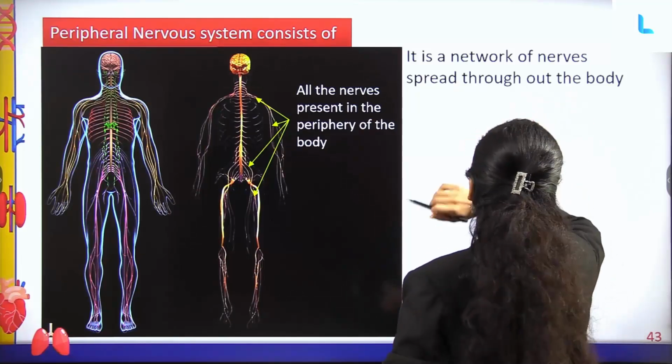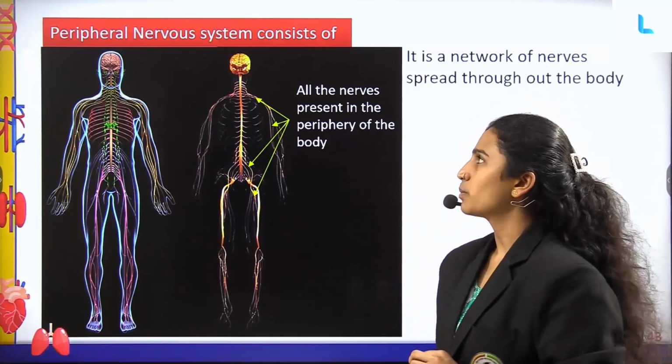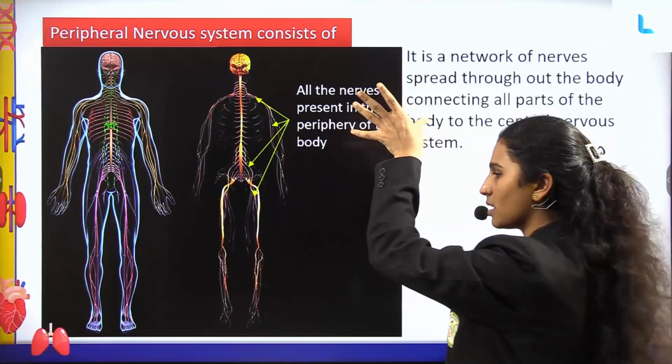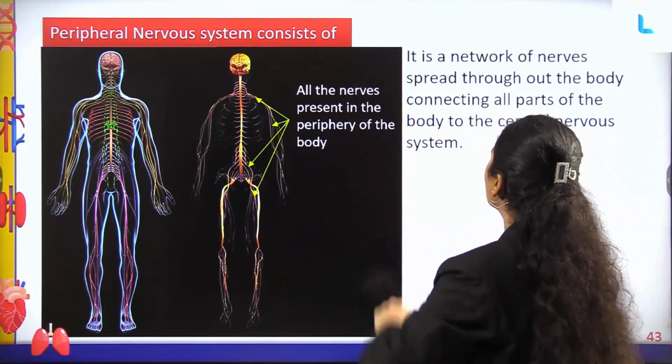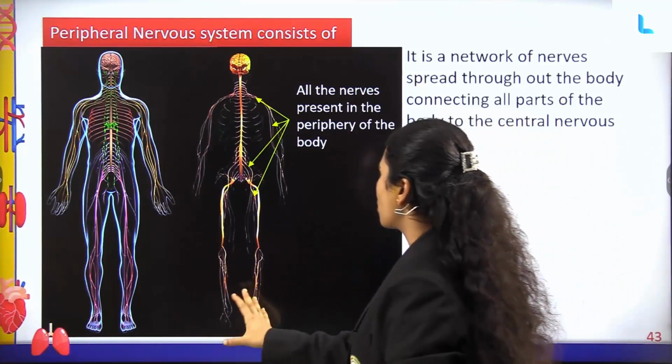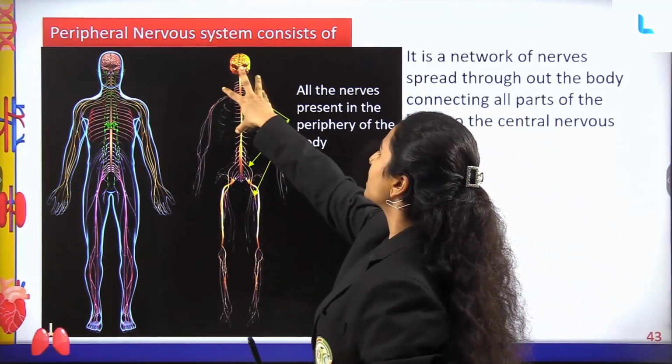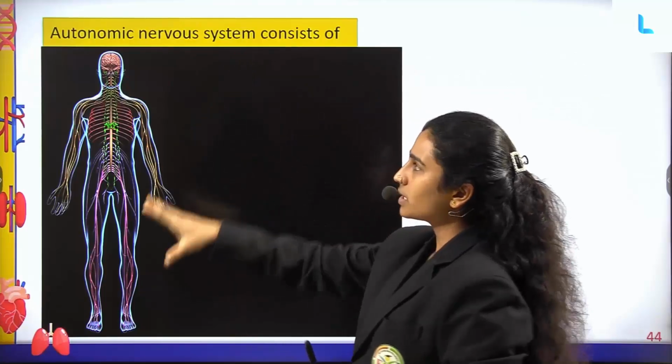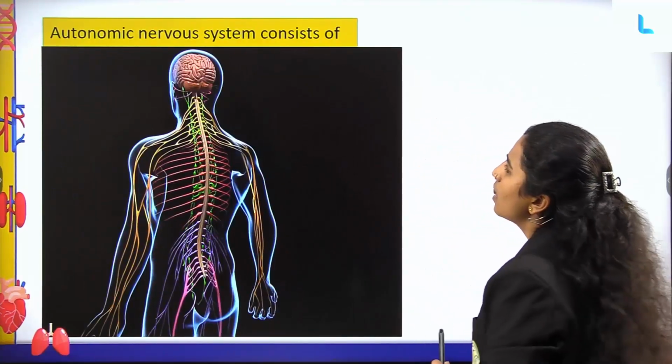So it is a network of nerves spread throughout the body. The peripheral nervous system is the network spread throughout the body of our system, connecting all parts of the body to the central nervous system. So all these body parts are connected to the central nervous system with the peripheral nervous system.